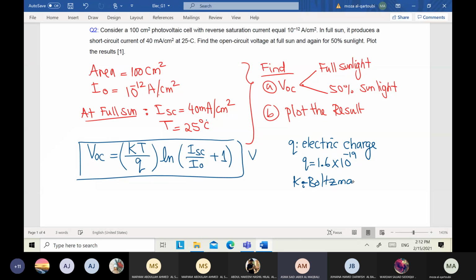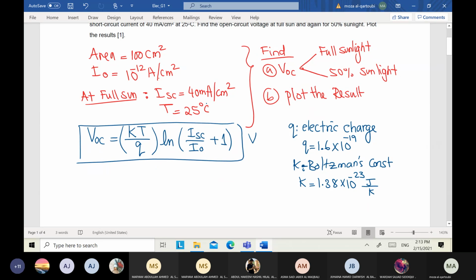Boltzmann's constant, where K equals 1.38 times 10 to the power minus 23 joule per Kelvin. Okay? So if we go back to our rule to find the open circuit voltage, given K times T, and K, the Boltzmann constant, is given in joule per Kelvin, the value of temperature should be in which unit?